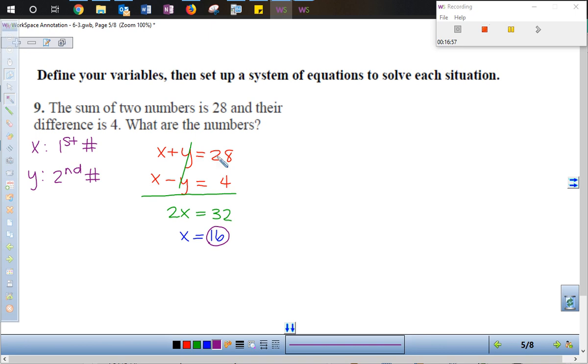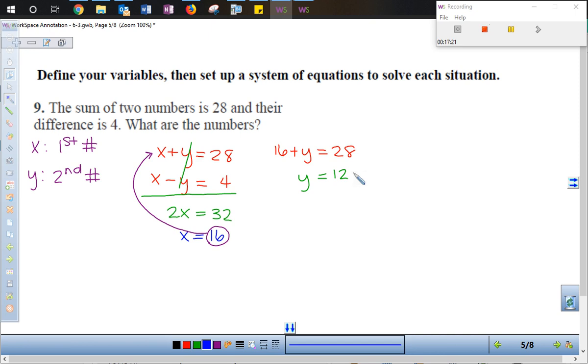Finally, to solve for y, I'm going to take the 16 and substitute it back into one of my two original equations. Now, if you'll pay attention, this y is positive, this y is negative. I would much rather deal with a positive number than a negative number, so I'm going to substitute it into the top equation. So that's going to be 16 plus y equals 28. I'm going to subtract 16 from each side, and y is going to equal 12. That means x equals 16 and y equals 12.